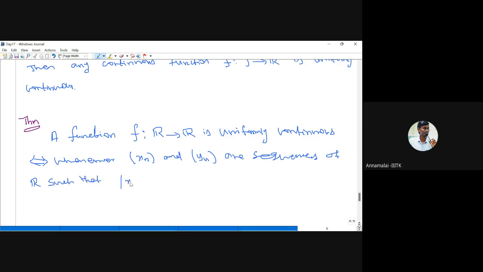the modulus of x_n minus y_n converges to 0, then we have the modulus of f(x_n) minus f(y_n) converges to 0. And if this happens, then the function is uniformly continuous on R. Whenever we take any two sequences, maybe the sequences need not converge, but if the difference of the two sequences converges to 0, then the difference of the images also converges to 0, then the function is uniformly continuous. It's a very, very important thing.